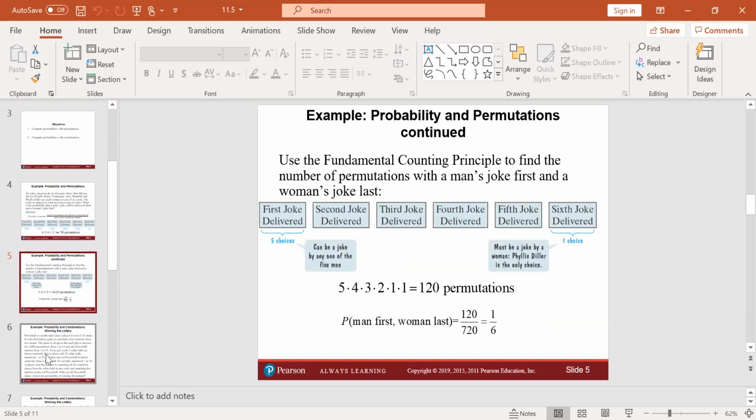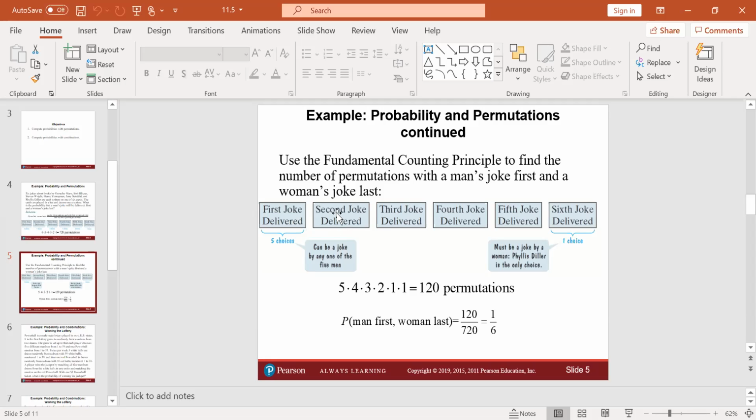Now, to figure out what the numerator has to be, the number of ways it can go the way we want. Well, the first joke delivered, we need the first joke to be a man's joke. So there's 5 choices of men that we can put in the first slot here. There's only one choice we can put into the 6th slot because there's only one woman, Phyllis Diller, and that woman has to go into the last slot here. So the first slot must be 5, the last slot must be 1. But then everything in between, there's all kinds of different ways we can order those jokes.